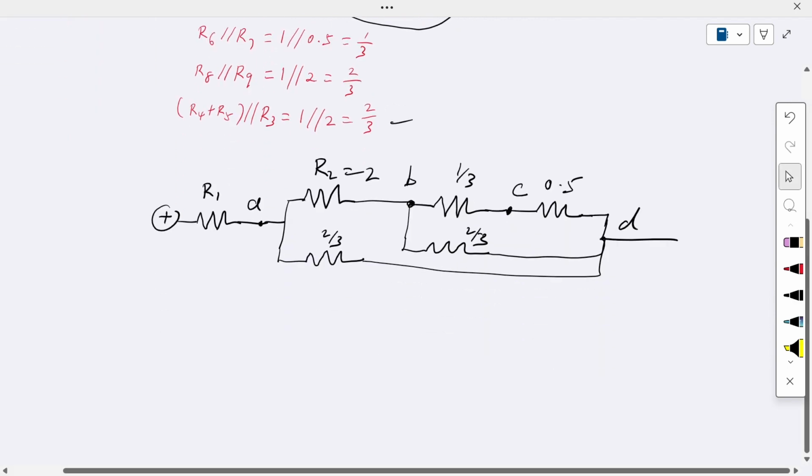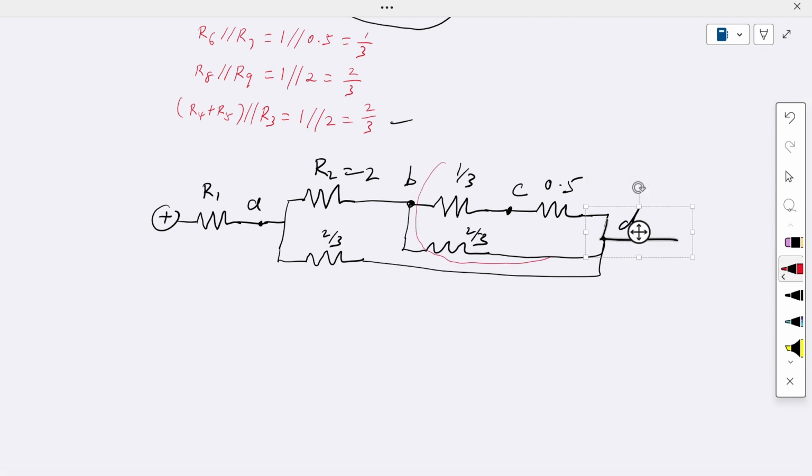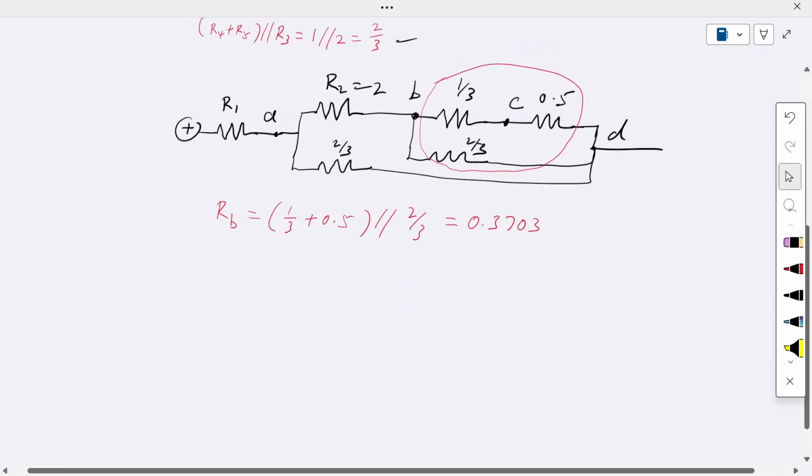Okay, now we can further simplify this circuit. We can easily see this circuit, and assume that this equivalent circuit is recalculated as a resistance RB. In this case, we can see that 1 over 3 is in series with 0.5, and then they are in parallel with 2 over 3. That is RB. Can you calculate this RB? You get 0.3703. So from this, you can reduce the circuit now.